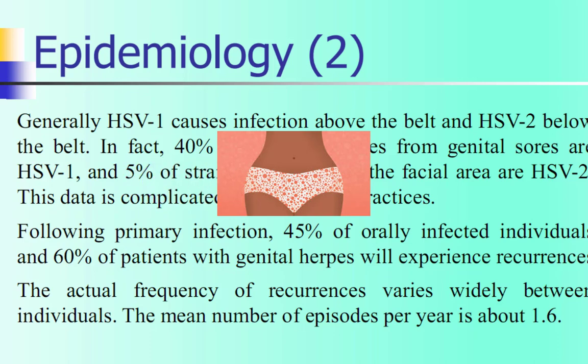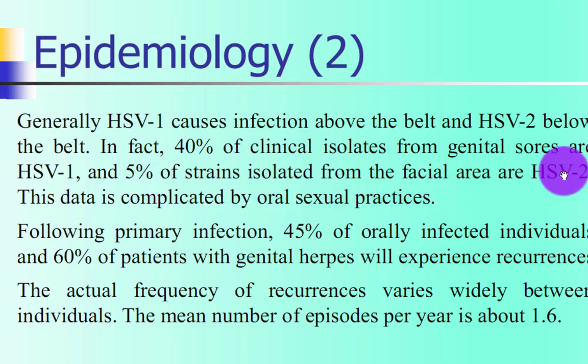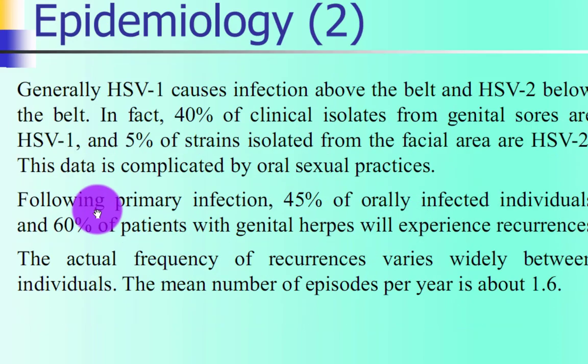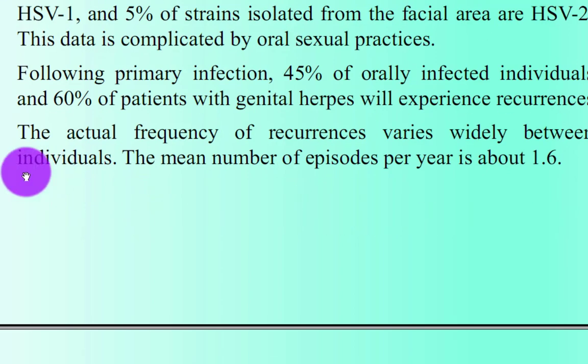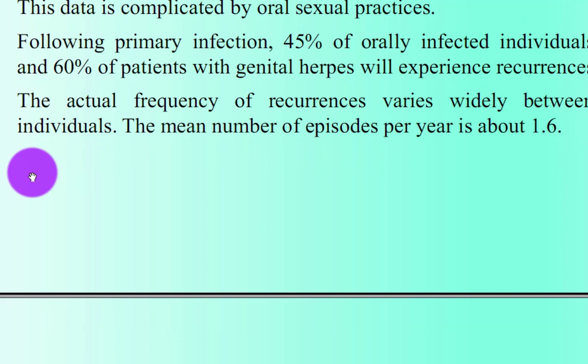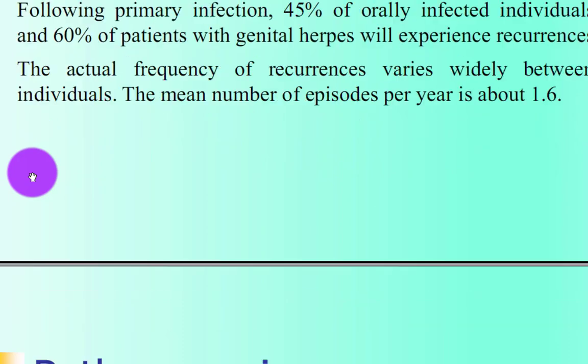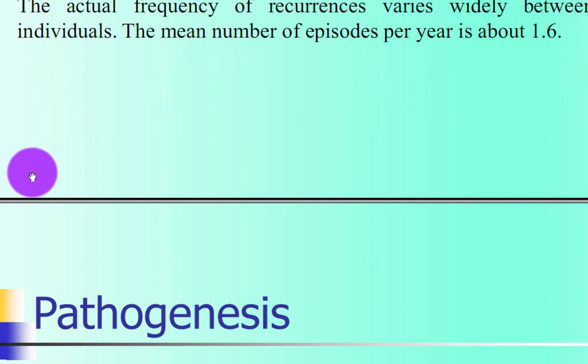In fact, 40% of the clinical isolates from the genital source are HSV1, and 5% of the strains isolated from the facial area are HSV2. This data is complicated by oral sexual practices. Following primary infection, 45% of orally infected individuals and 60% of patients with genital herpes will experience recurrence. The actual frequency of recurrence varies widely between individuals, and the mean number of episodes is about 1.6.